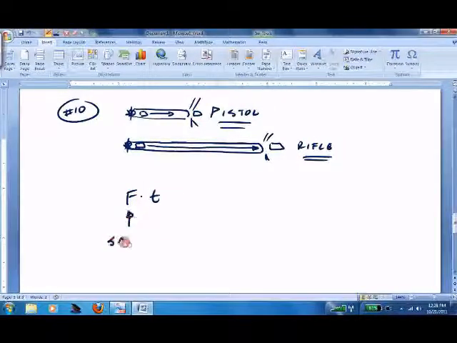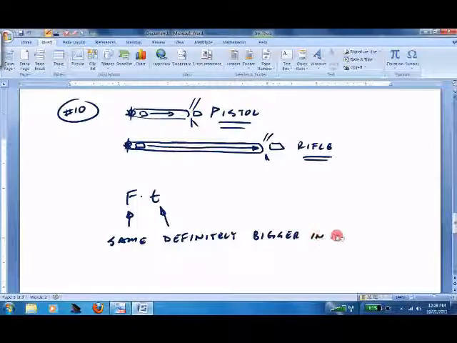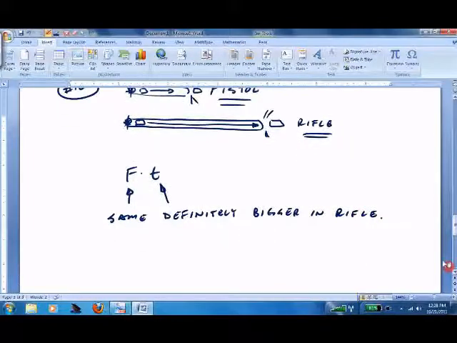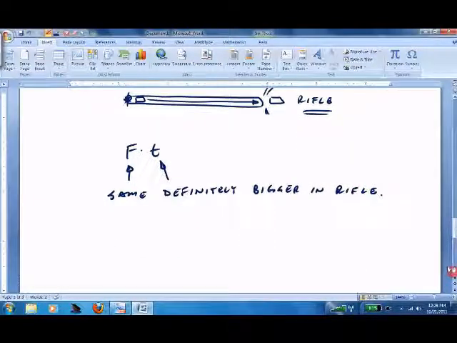That will, let's just assume it's the same, although rifles usually have bigger bullets, so they'll have a bigger force, but T is definitely bigger in a rifle. And I also do know that the longer a rifle barrel is, up to a point, the more accurate it is.